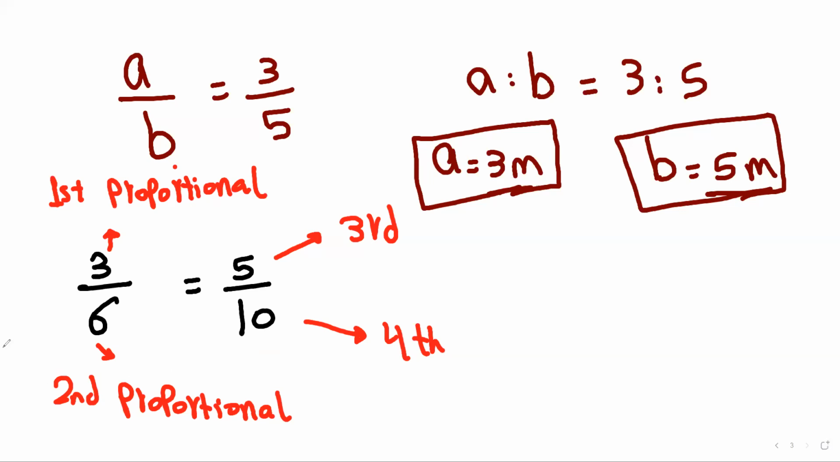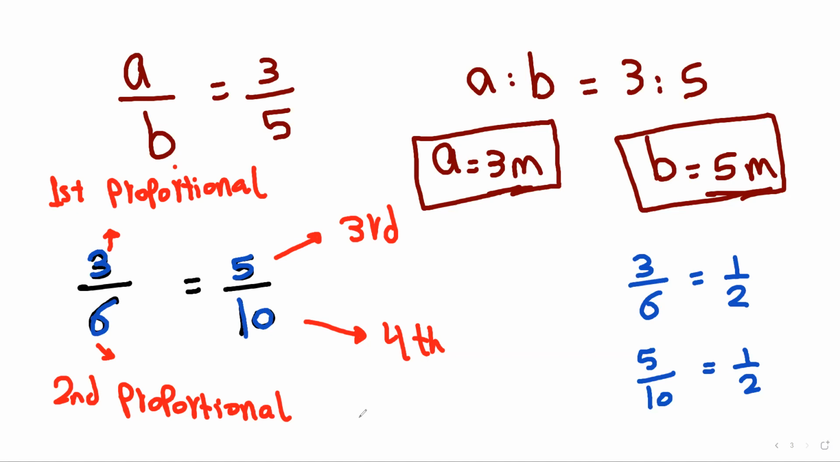If we have a ratio like 3 over 6, you know 3 over 6 in its simplest form is half, and the ratio 5 over 10 in its simplest form is half. So they are two equal ratios. 3 is called the first proportional, and 6 is called the second proportional. 5 is the third proportional, and 10 is the fourth proportional.